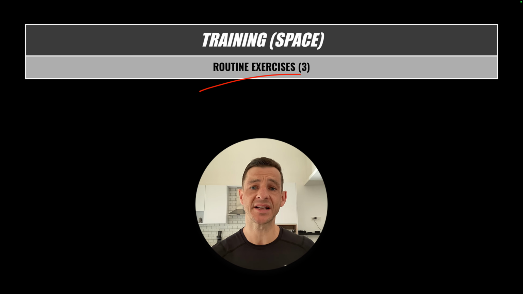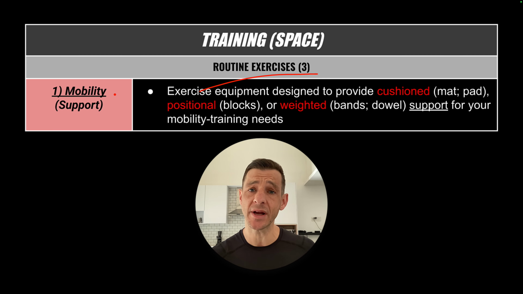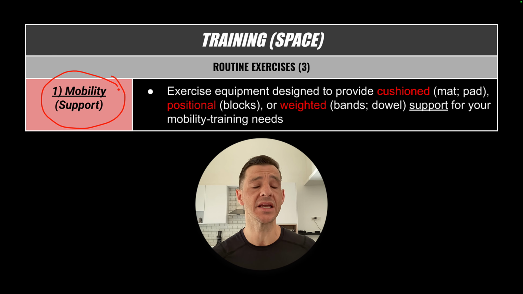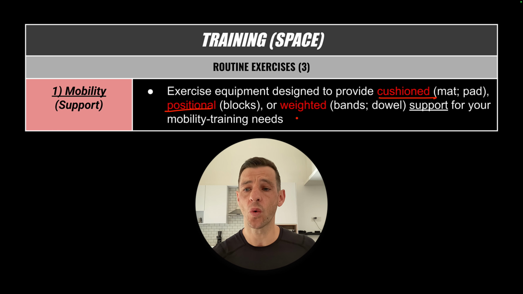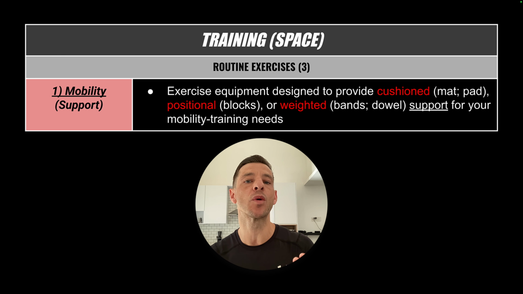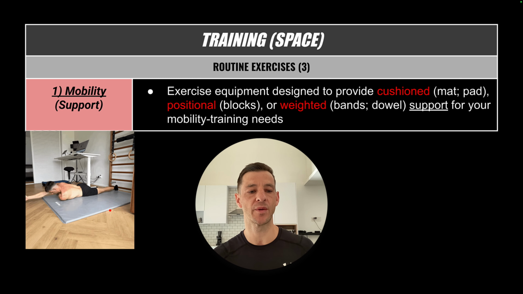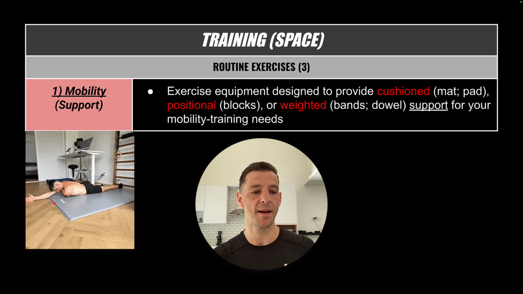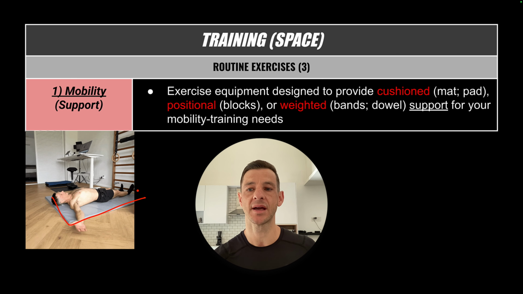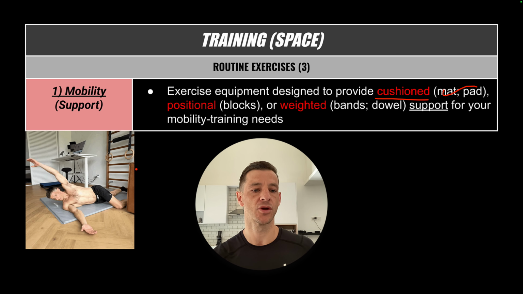So for our first routine exercise domain, we have gym equipment that can provide us with mobility support. For example, this is exercise equipment designed to provide cushioned, positional, or weighted support for our mobility training needs, as I just mentioned. So let's play a little game. I'm going to show you an image and you're going to tell me the kind of support that the equipment in question is giving us. You ready? So for our first one, what do we have here? Well, if you said, okay, the equipment here is the mat and it's giving us cushion support, you'd be correct.